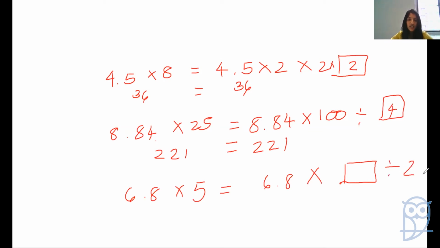Then we've got 6.8 times 5 is equal to 6.8 times something divided by 2. So 6.8 times 5 is equal to 34. On this side it says 6.8 times a number divided by 2. Looking at my open block, the only thing that can go into this block is 10, because 6.8 times 10 divided by 2 is going to give me 34.